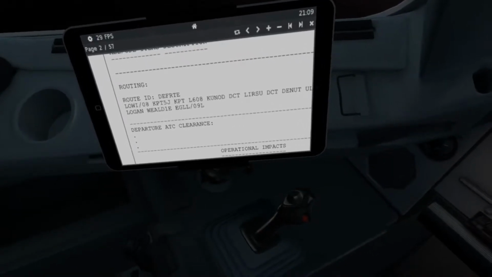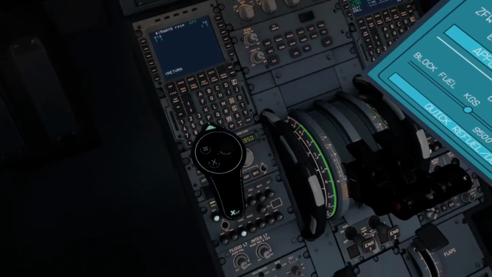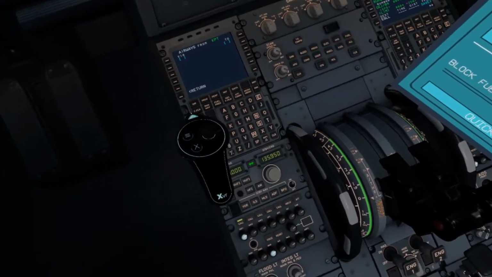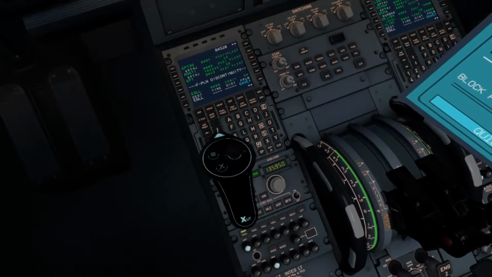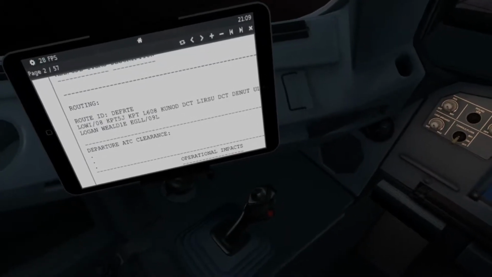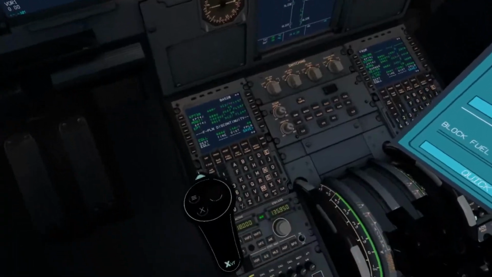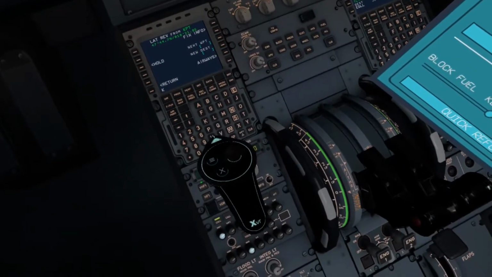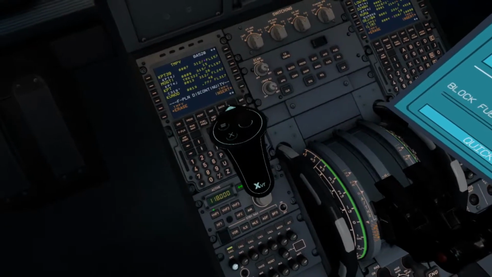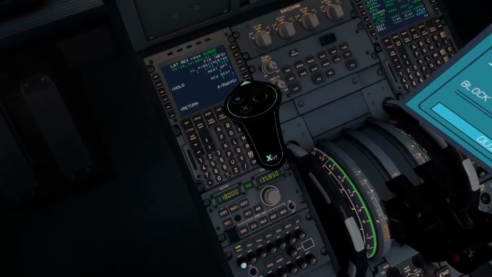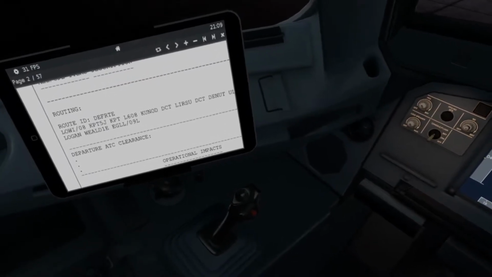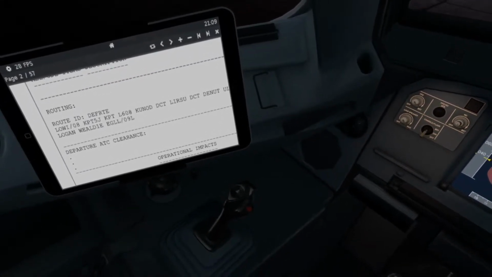KPT L608. Okay, hang on a minute. Okay, what we're gonna do actually is this does not work, then we're gonna direct to, okay, there we go. Direct straight from there, and I'm gonna direct to Lima India Romeo Sierra Uniform, LIRSU.